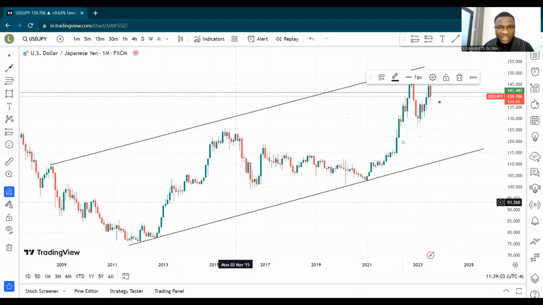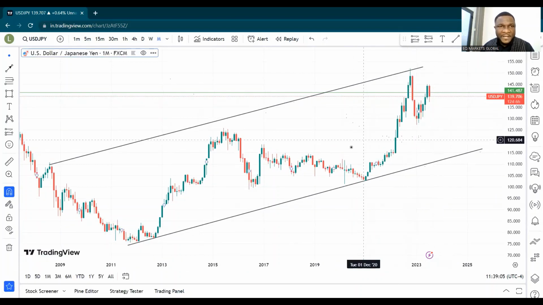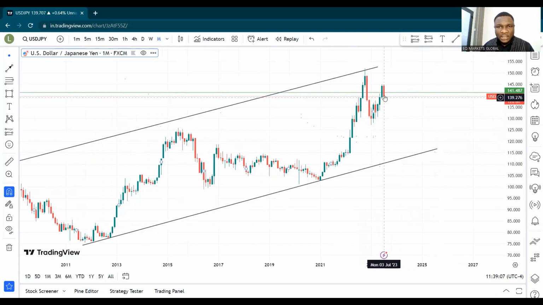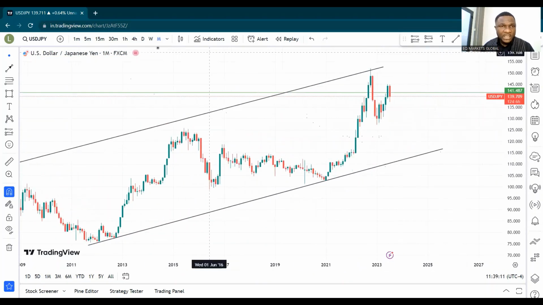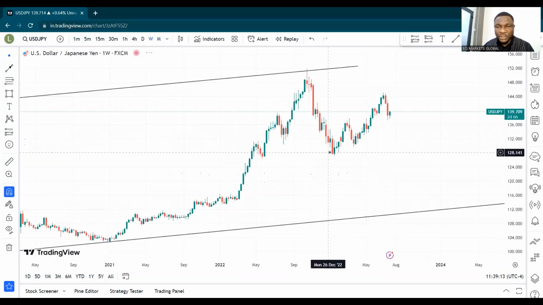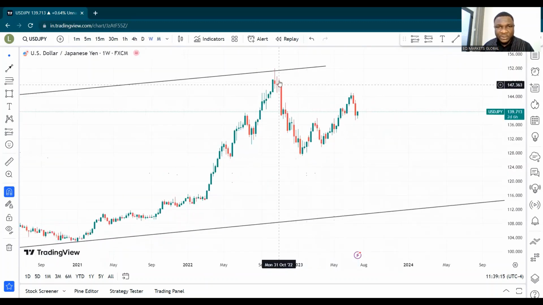Now let's quickly delve into that. So you understand what I've shown you here: the price is coming all the way down. Now let's scale down to the weekly time frame. So this is where it was, and of course the move back up, retracement, and back down. So the question is, why is this guy retracing from this zone?